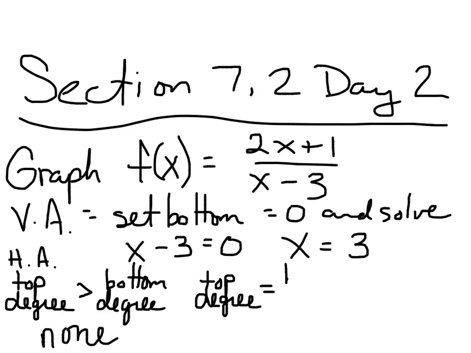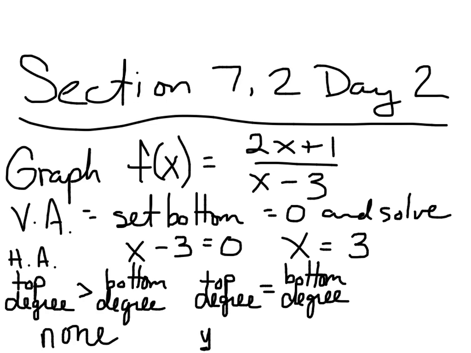The second scenario is when the top degree is equal to the bottom degree. By the way, in our problem, what is the highest exponent on the top? Not the number in front, the exponent. What's the highest exponent? 1. What's the highest exponent on the bottom? 1. So notice the top degree is equal to the bottom degree. So this is our situation.